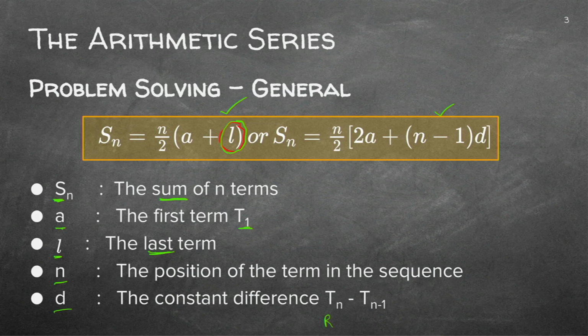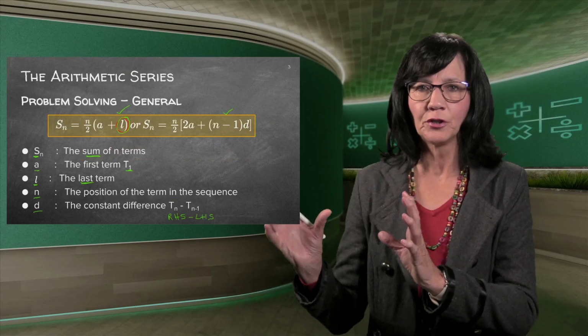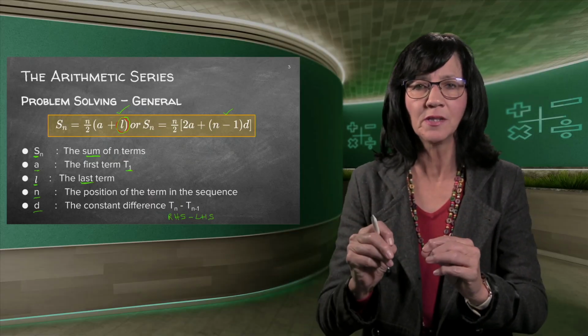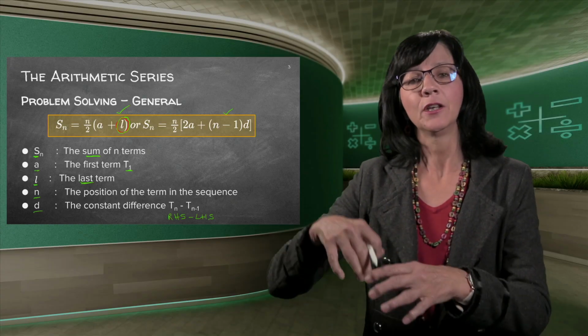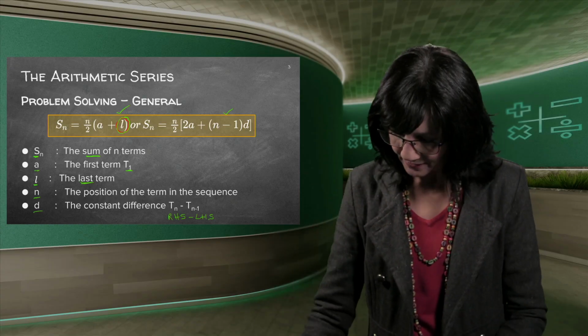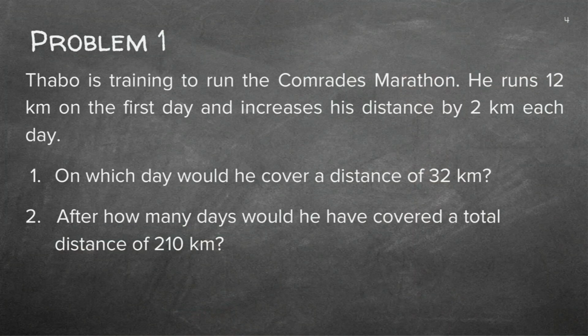And remember, I prefer to say right-hand side minus left-hand side. Always do, doesn't matter which two you use. If they tell you it's an arithmetic sequence and you need to find the D, you always say right-hand side minus left-hand side. Good. Best way is to do a problem.